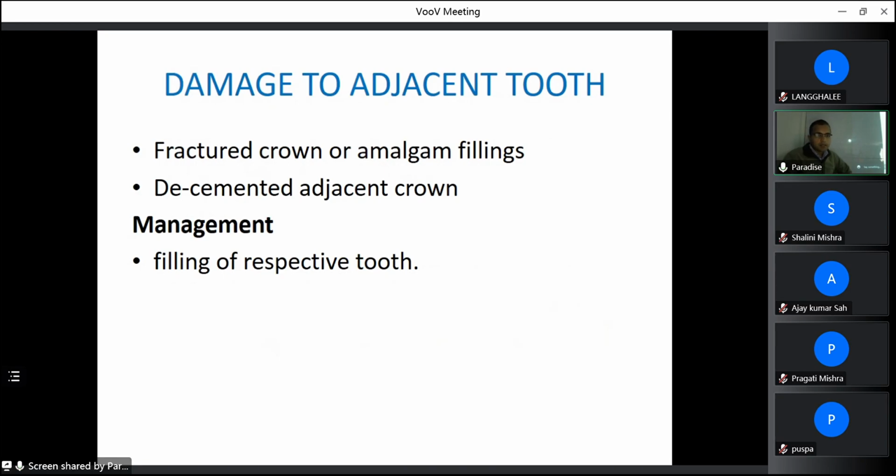Tooth may lead to fracture or amalgam failings, deviation of adjacent crown; management is filling of the respective tooth. Maxillary tuberosity fracture is commonly associated with maxillary molar extraction.